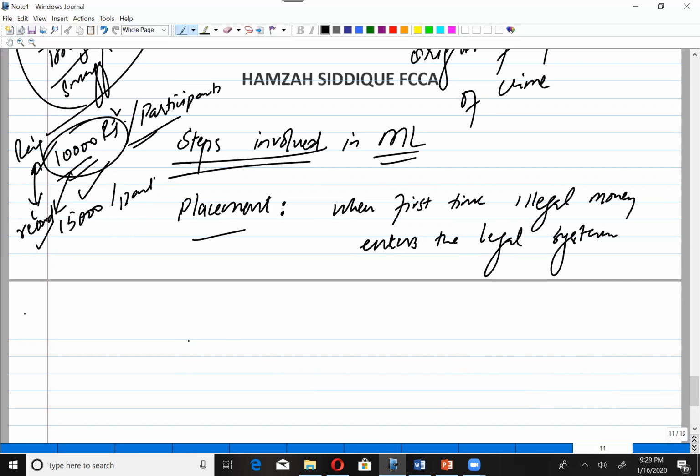It is a cash-based system, receiving cash, and cash is the ideal. The organization which has the majority of its operations in cash is more prone to a high risk of money laundering. High risk. Now, next, after placement, the second stage is layering.